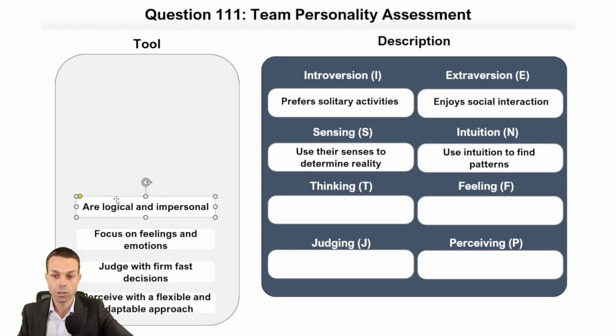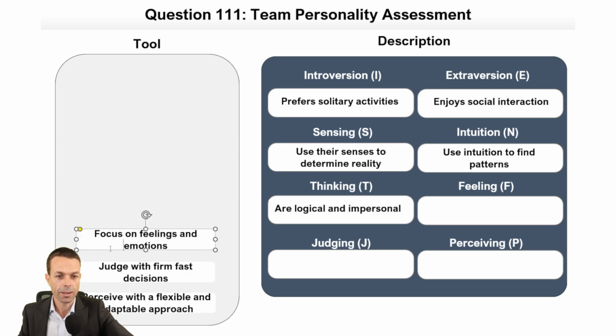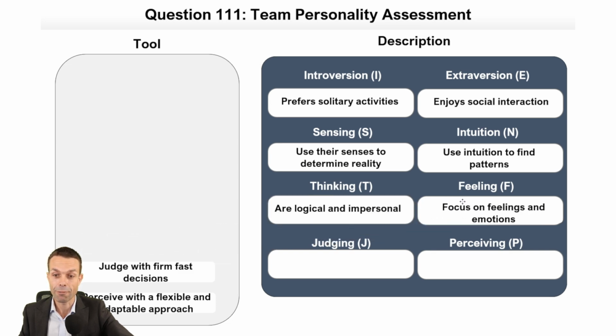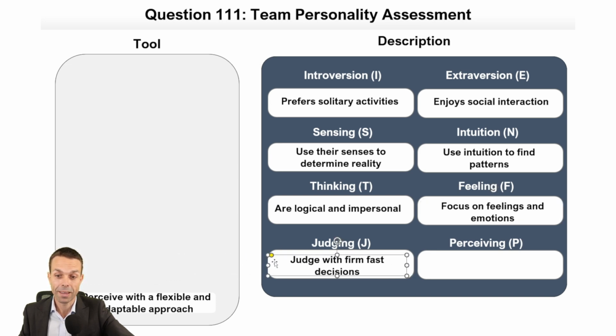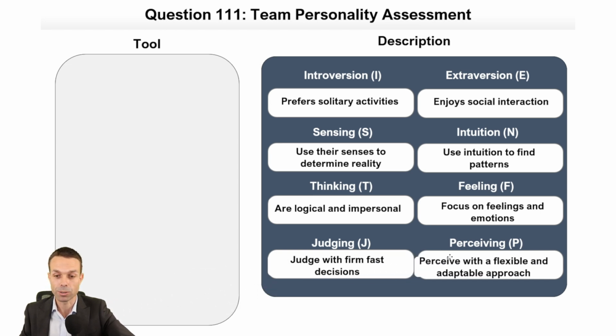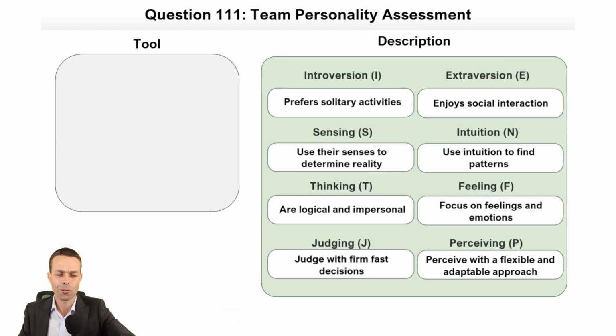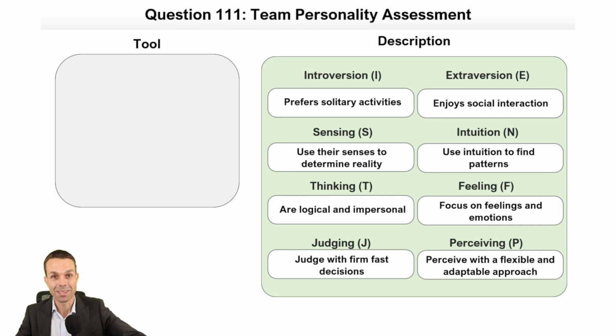If we're logical and impersonal, that's probably thinking. Feeling, if we're using our feelings and emotions, that's F for feeling. Judging with firm, fast decisions is J. And perceiving with flexibility and seeing all of the different options and being adaptable and flexible, that is P. So just a really quick recap, bonus question right at the end.